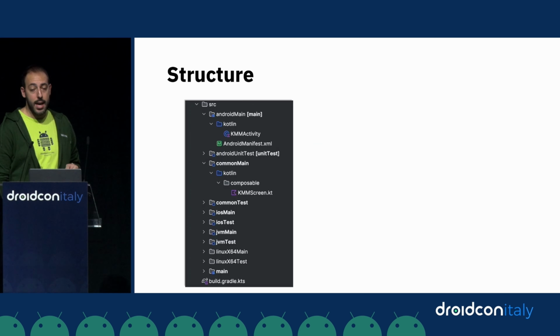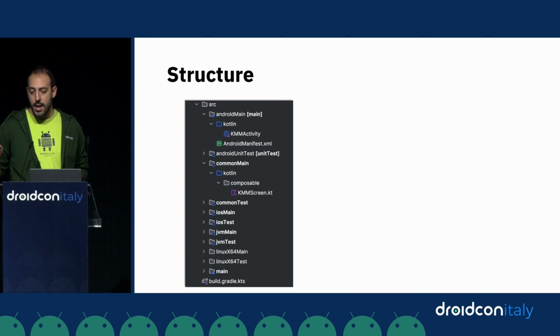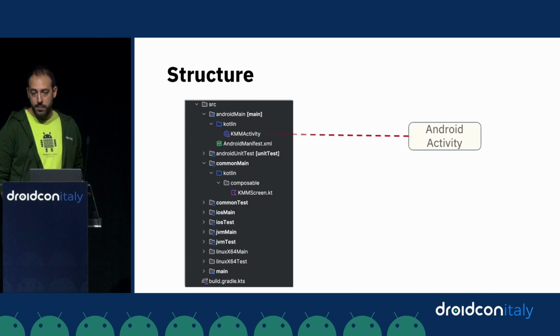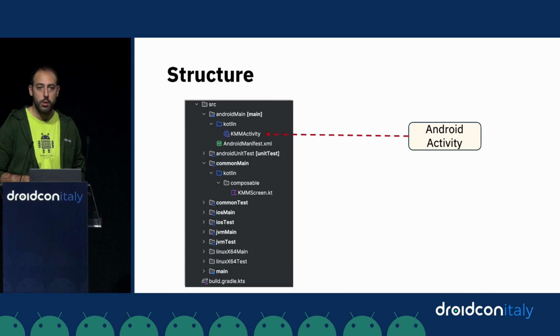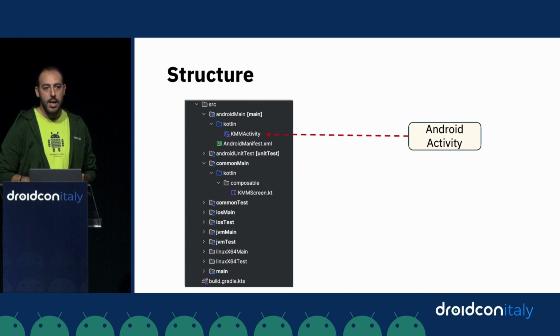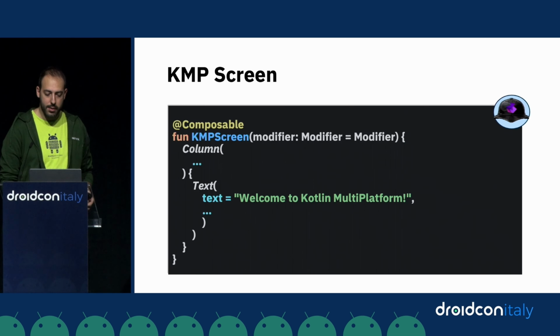And we have a Kotlin Multiplatform screen that we have in the common main folder, which is common between all the platforms, and it's in Compose. But we also have the Kotlin Multiplatform activity that we created in the Android specific side because it's an Android object, and we are going to call that activity. So we have an Android activity and Compose on the Kotlin Multiplatform side. So let's see how to call it.